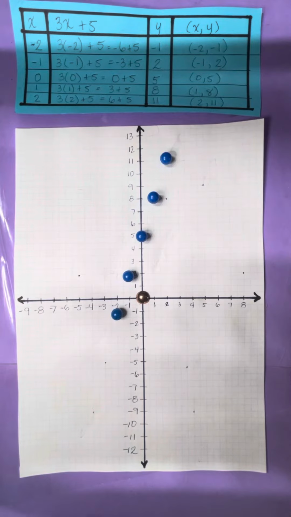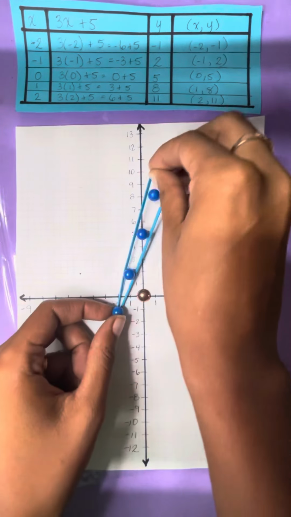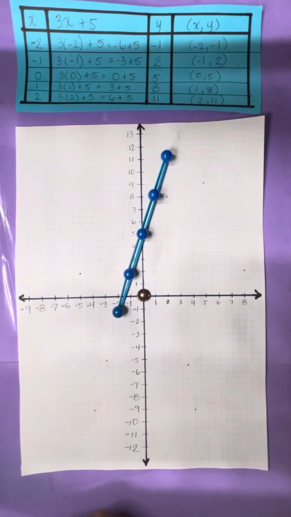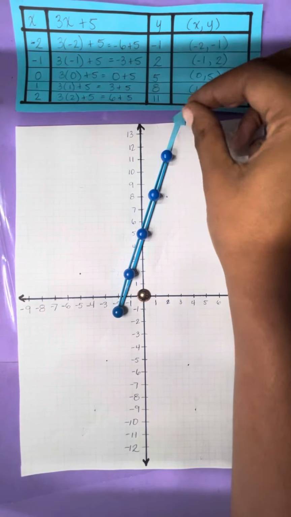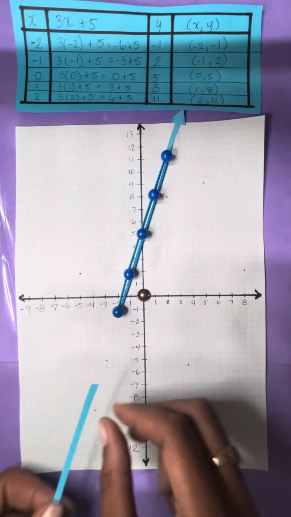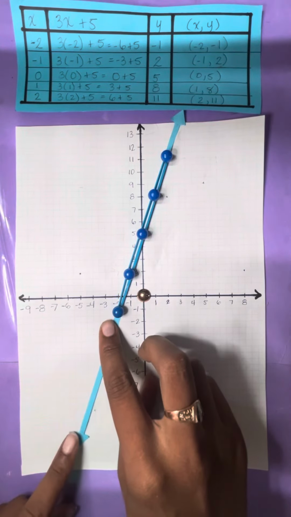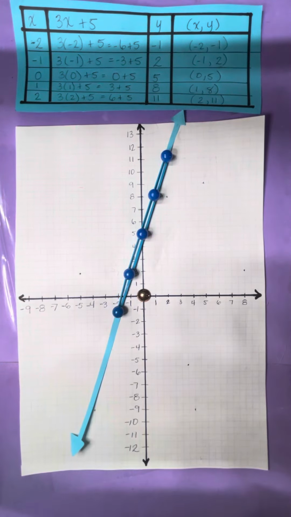So we connect the points, and then we add arrows on each end, because we have to extend the line. Lines do not have an end. And so I extend my graph as long as my paper can reach.